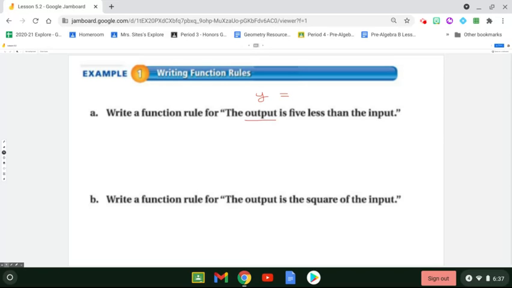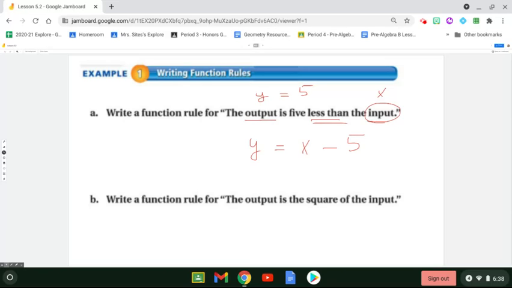So it says to write a function rule for the output is 5 less than the input. So the output is, so I see 5, I see another key phrase of less than, and then I see input, which I know is x. But I remembered from earlier this year that when we talked about less than, you have to be really careful of your order. You have to kind of flip-flop the order. I know there's going to be a 5 and an x, but we actually have to start with the x and then take away the 5. So for this one, the function rule is going to be y equals x minus 5.